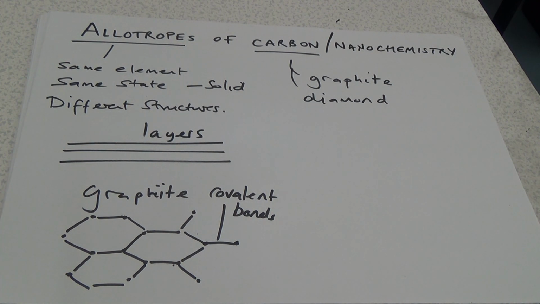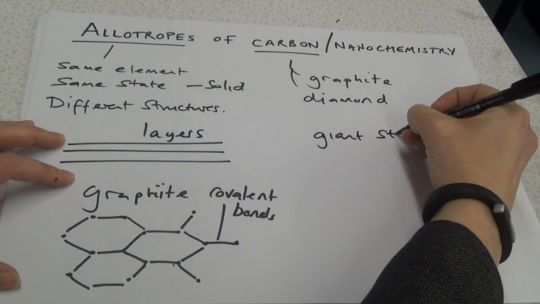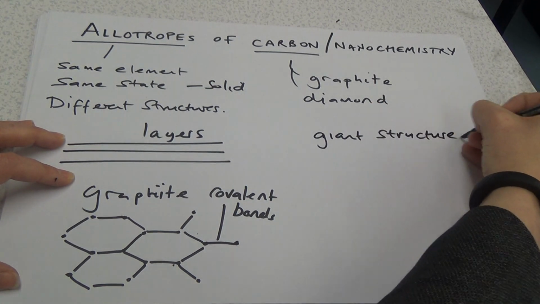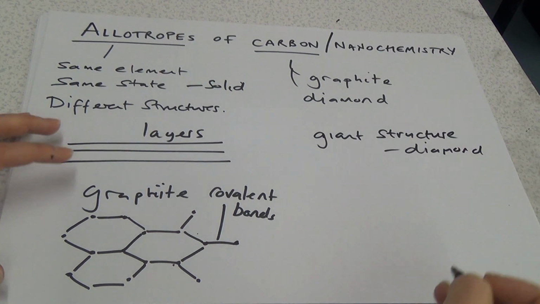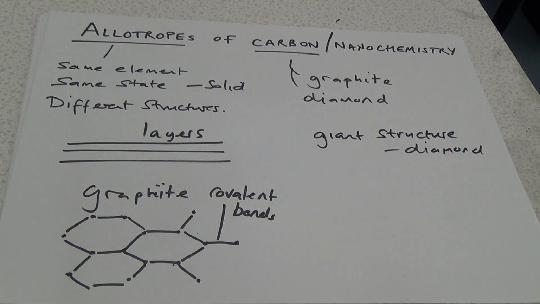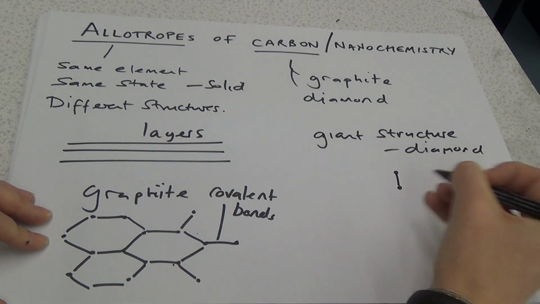In the case of diamond, diamond is completely different. Diamond doesn't form layers. Diamond forms what you would describe as a giant structure. So this is diamond. And carbon has the ability, like I said a couple of seconds ago, to form 4 bonds, and in the case of diamond it uses all of those 4 bonds. So each carbon atom is bonded to another 4.